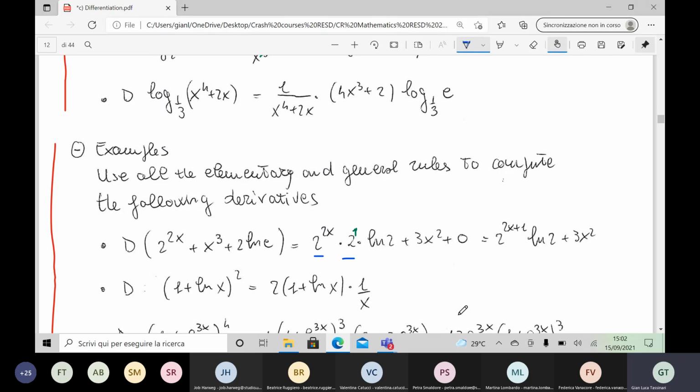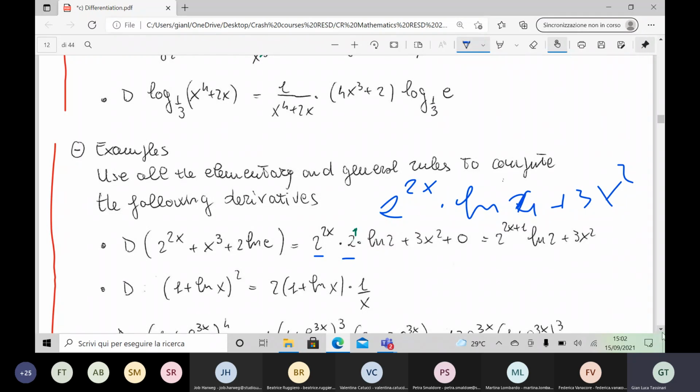Another can say, I don't like this form. I want to put the 2 inside the logarithm. You can. You can even write, guys, if you want, the result as 2 to the power 2x times ln of 4, for example, plus 3x squared. Why? It's still correct. Why? Because instead of doing the operation I did here, you can even multiply the 2 by ln of 2. This means, remember the property of the logarithm, the multiplicative constant can be written as the exponent of the argument of the logarithm. So this can be written as ln of 2 squared. Okay, but 2 squared is 4.